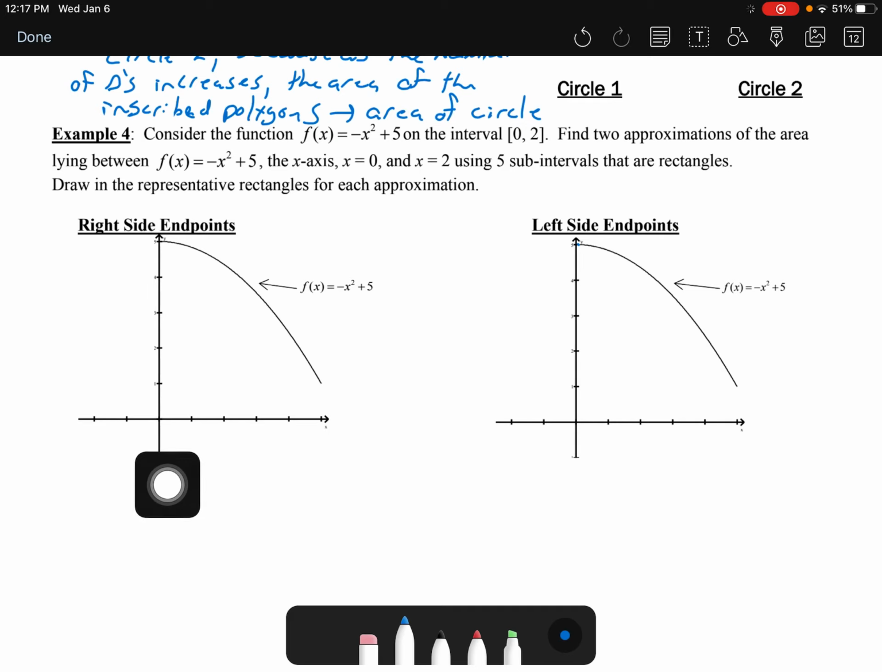And so even though it looks like there's 5 tick marks on here, you do have to pay attention to what it is that they're talking about here, 0 to 2. So we're actually ending at 2 right here. So let's just keep that in mind. I'm going to put a 2 there.